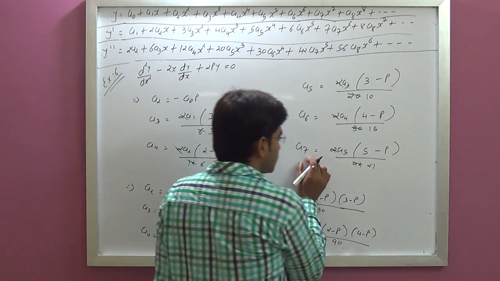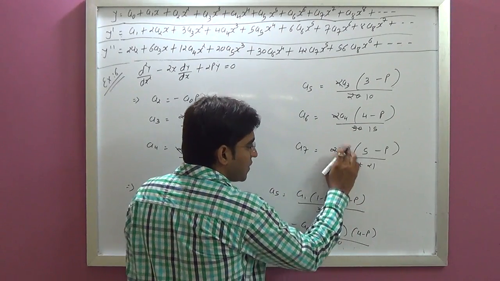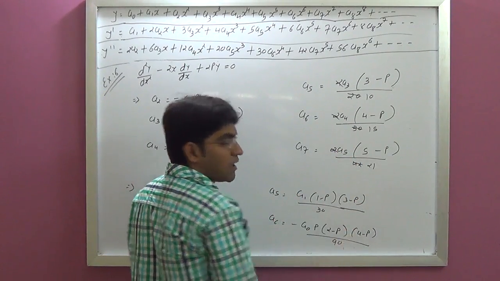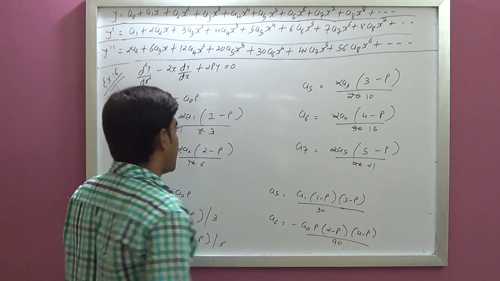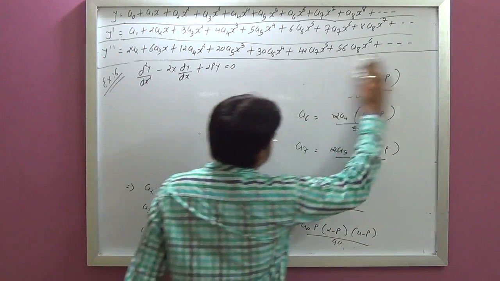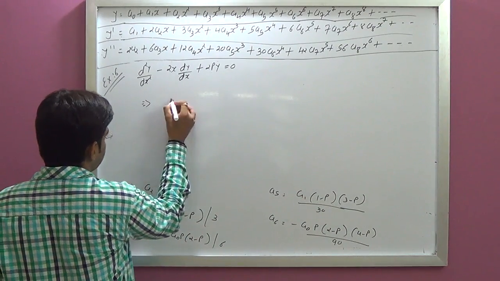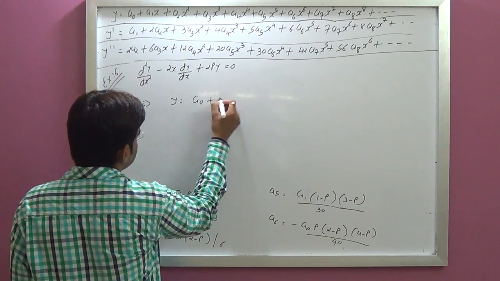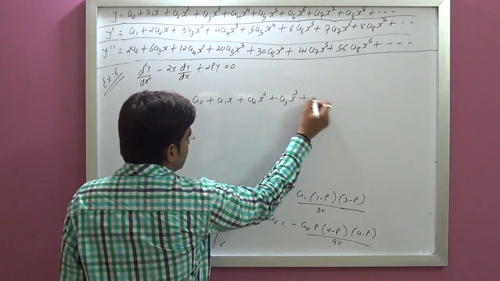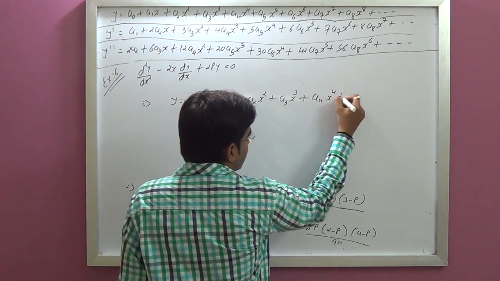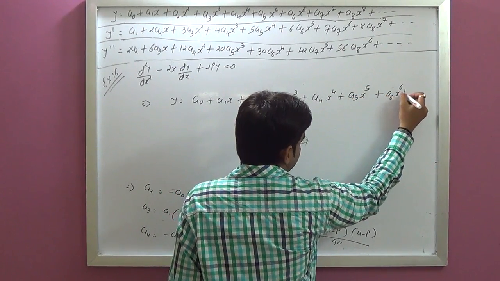Now it goes to a7, so large because of 5 minus p, 1 minus p, 3 minus p. If we put a5 then it goes to large. So we stop here at a6, right? It should be sufficient for us. Now we put all the values in the series of y. Last answer: a0 plus a1x plus a2x square plus a3x cube plus a4x raised to 4 plus a5x raised to 5, right, and a6x raised to 6.